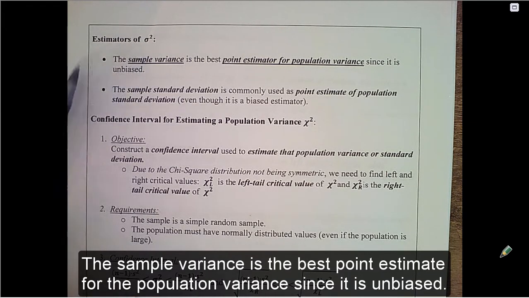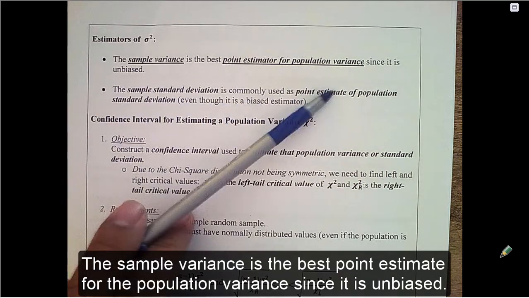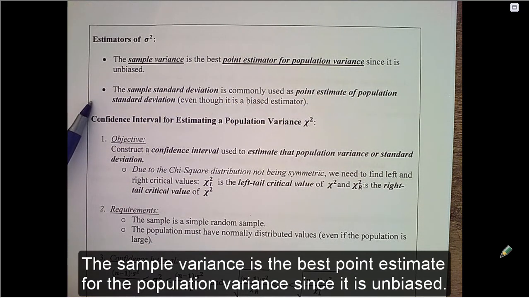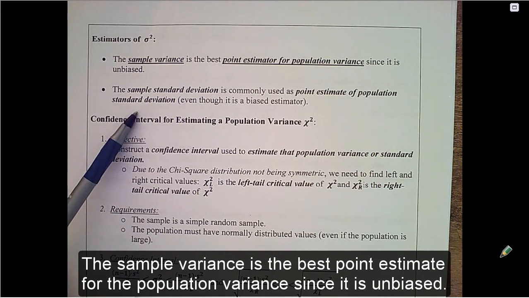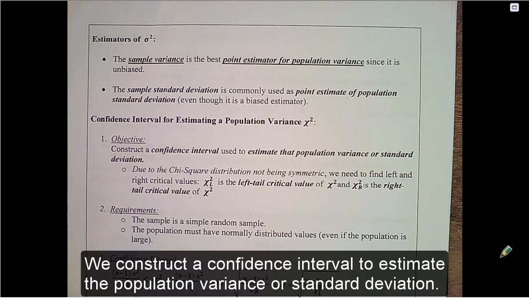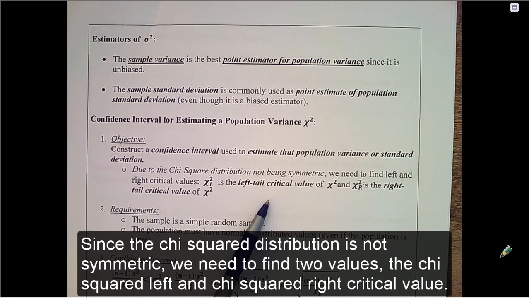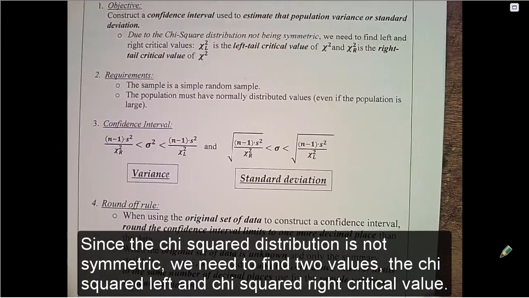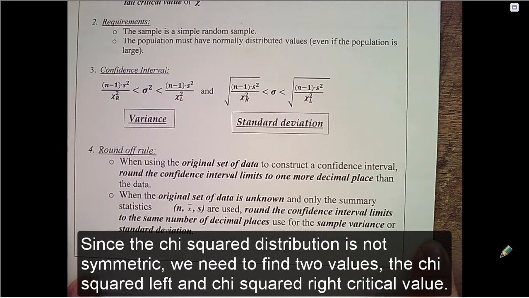The sample variance is the best point estimate for the population variance since it is unbiased. We construct a confidence interval to estimate the population variance or standard deviation. Since the chi-squared distribution is not symmetric, we need to find two values, the chi-squared left and chi-squared right critical value.